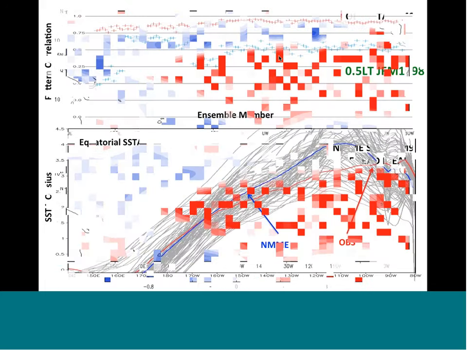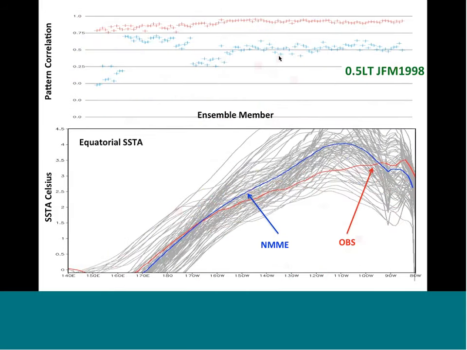And you can see that across all the models, the pattern correlation for the SST is always greater than 0.75. The blue is interesting, and that's the pattern correlation for rainfall, as I mentioned before. And you can see, for example, this cluster of models here at the beginning is really struggling to get the pattern correlation for the rainfall.